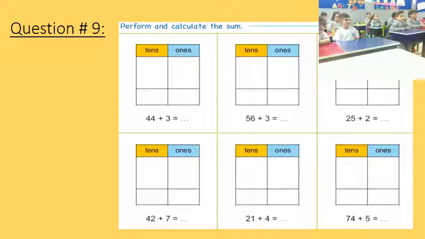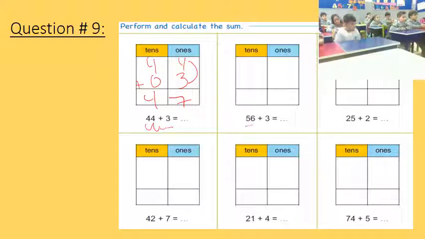Question 9. Perform and calculate the sum. Here we have 44 plus 3. Under the tens, what do we put? 4. Under the ones? 4. Plus. And the 3 under the ones. 4 plus 3? 7. 4 plus 0? 4. Okay.